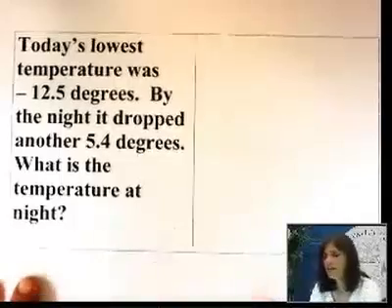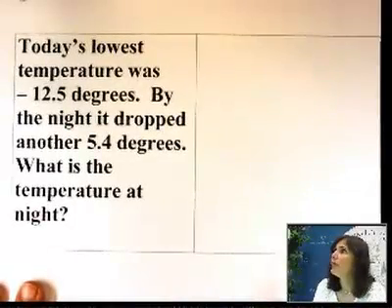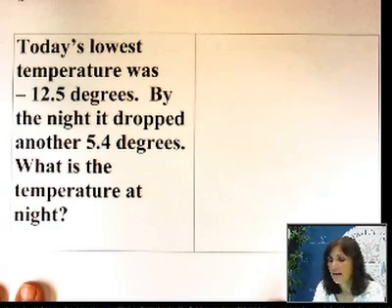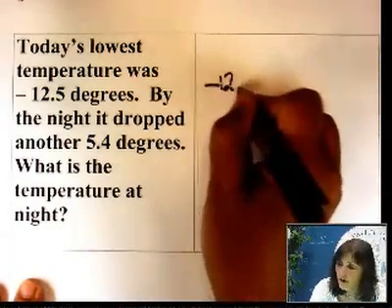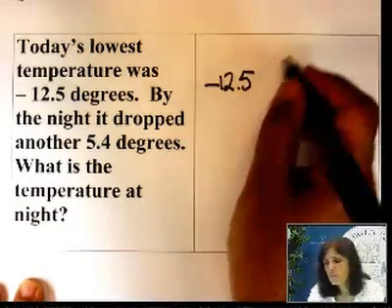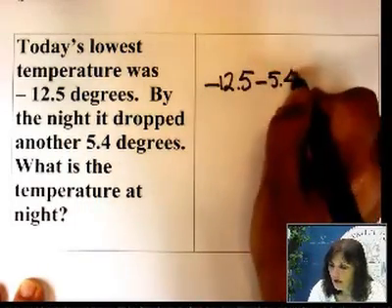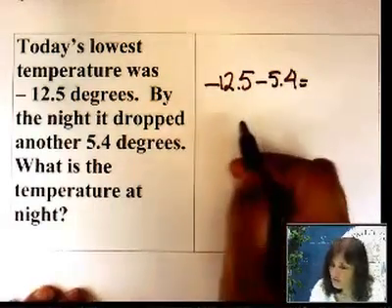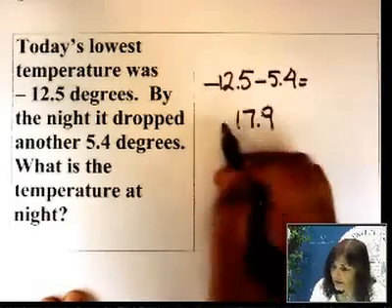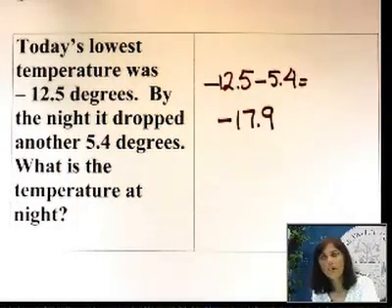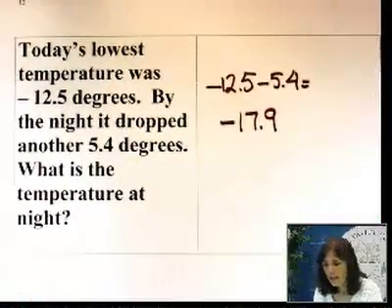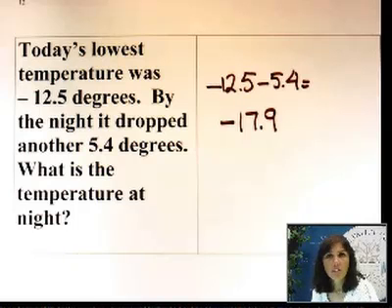Okay, how about something like this? Today's lowest temperature was negative 12.5 degrees. By the night, it dropped another 5.4 degrees. What's the temperature at night? So it was negative 12.5. So dropped kind of implies a subtraction. Okay, so it's even colder. That is going to be 17.9, and it's negative. Okay, it dropped, so it's a negative. So you have to kind of interpret these word problems, and they are not always straightforward, but if you read them very slowly, word by word, I think you'll be okay.